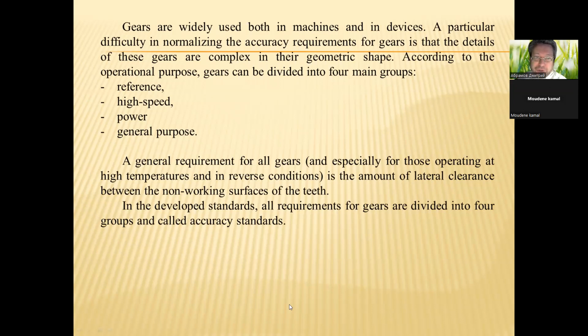According to the operational purpose, gears can be divided into four main groups. Please write down to your notes these four main groups of gears. First group, reference. Second group, high speed. Third group, power. And fourth, general purpose. These are the four main groups of gears.